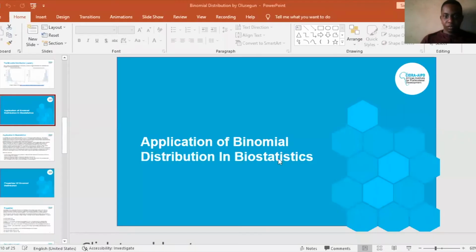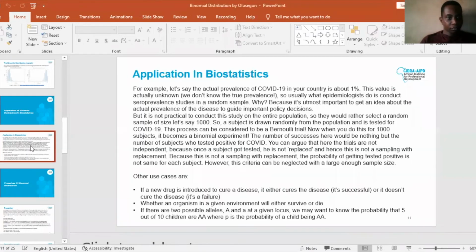So we move on to the application of binomial distribution in biostatistics. How do we apply this distribution in biostatistics? For example, let's say the actual prevalence of COVID-19 in your country is about 1%. The value is not actually known. We don't know the true prevalence.